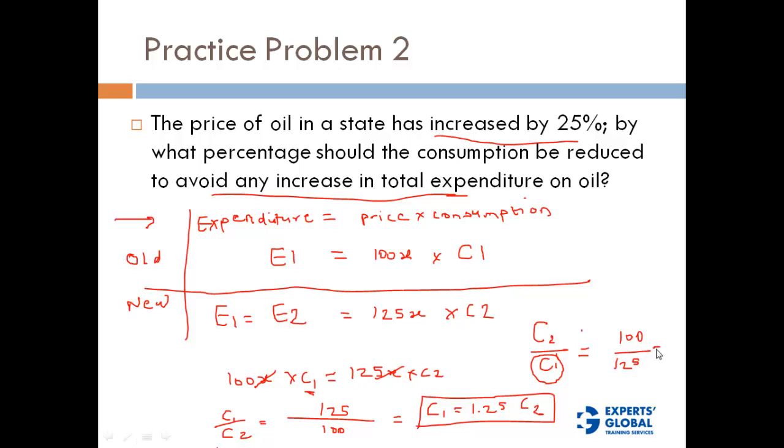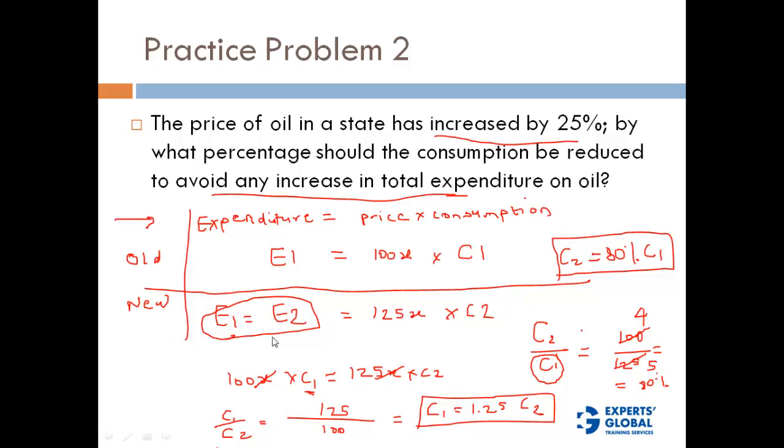Correct? So that is going to be equal to 100 by 125. Let's divide it by 25. It's going to be 4, this is going to be 5. So 4 by 5 means 0.8 means 80%. So that means the new consumption C2 has to be 80% of C1. If we have the new consumption equal to 80% of C1, we'll end up getting the same expenditure.